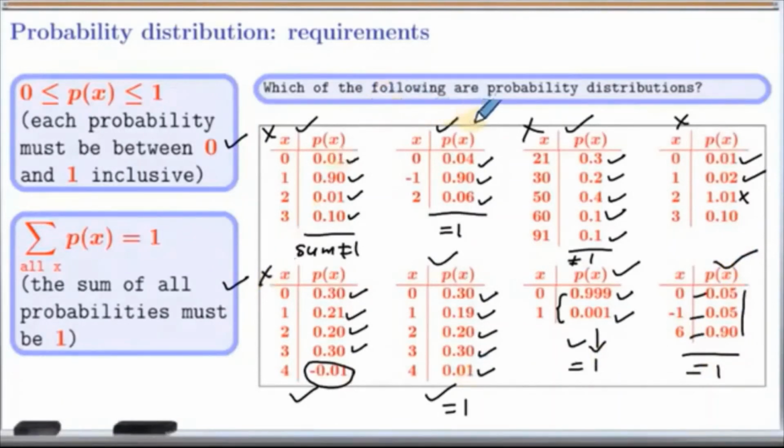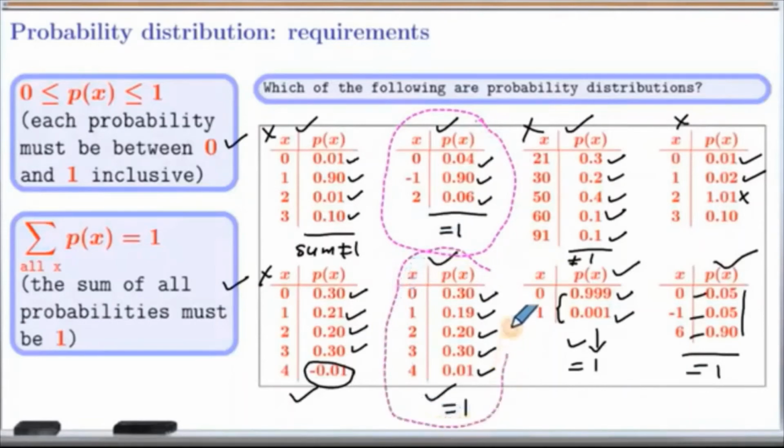So on here, this one was a probability distribution. This one was a probability distribution, and these two, and the last two were also probability distributions.